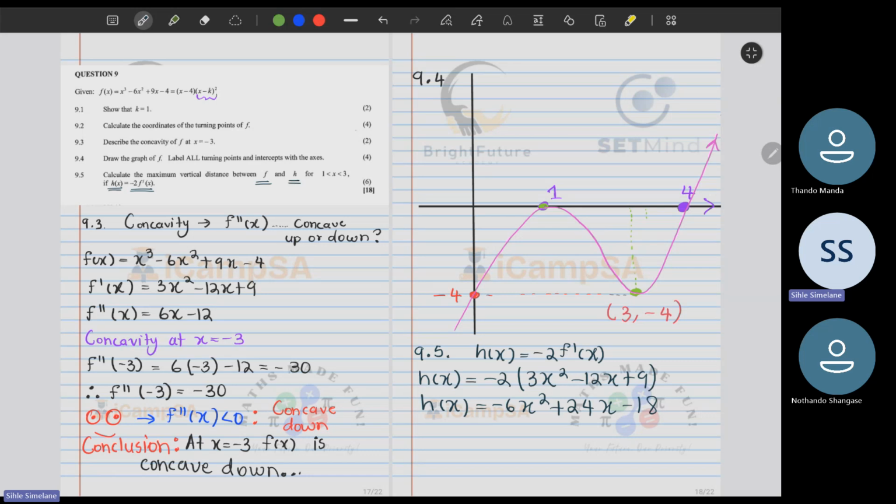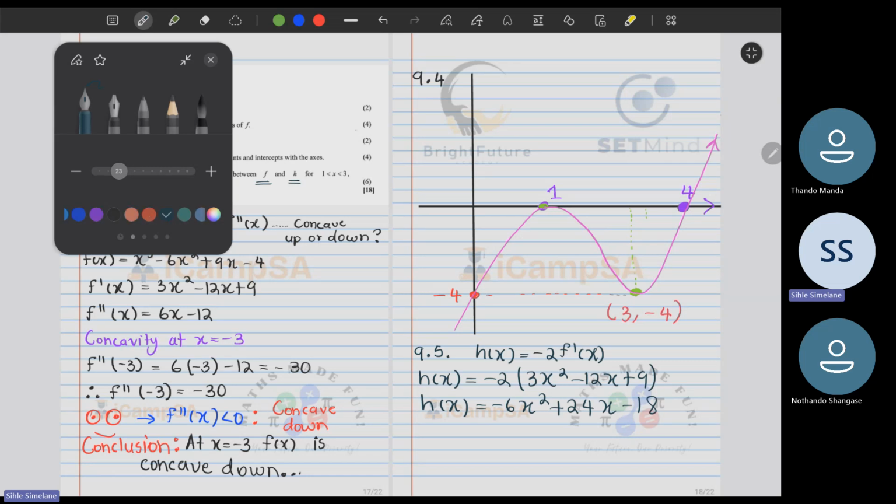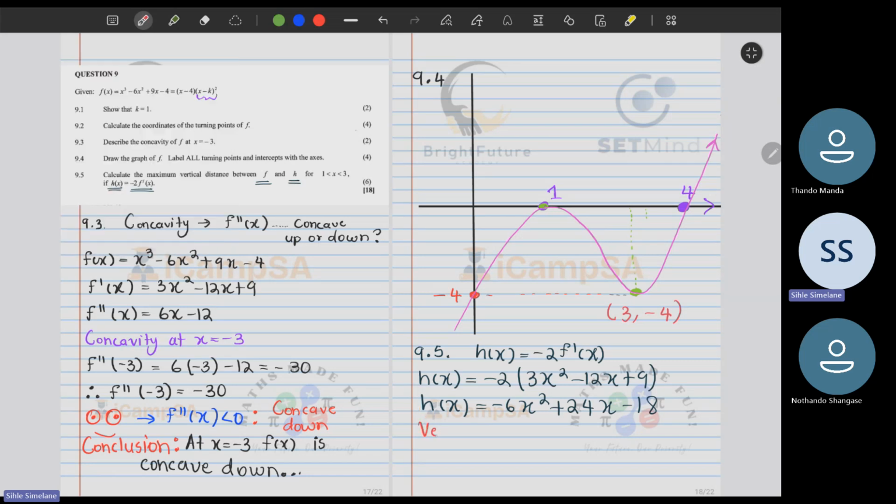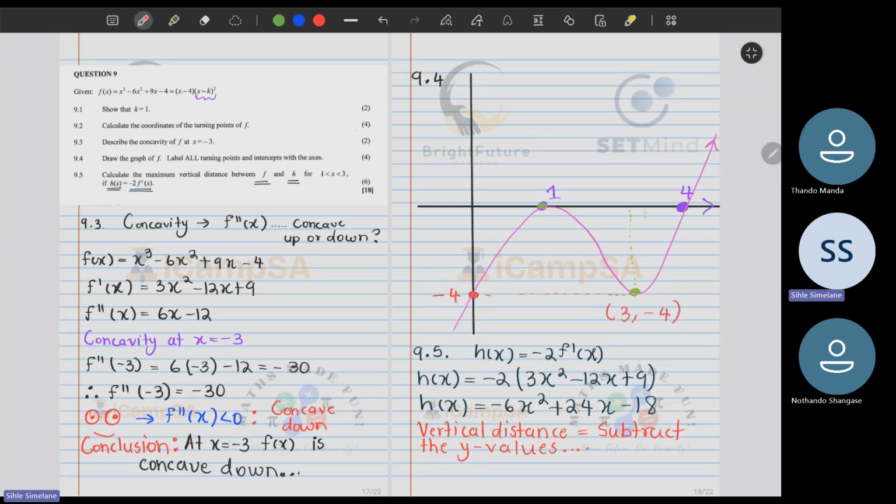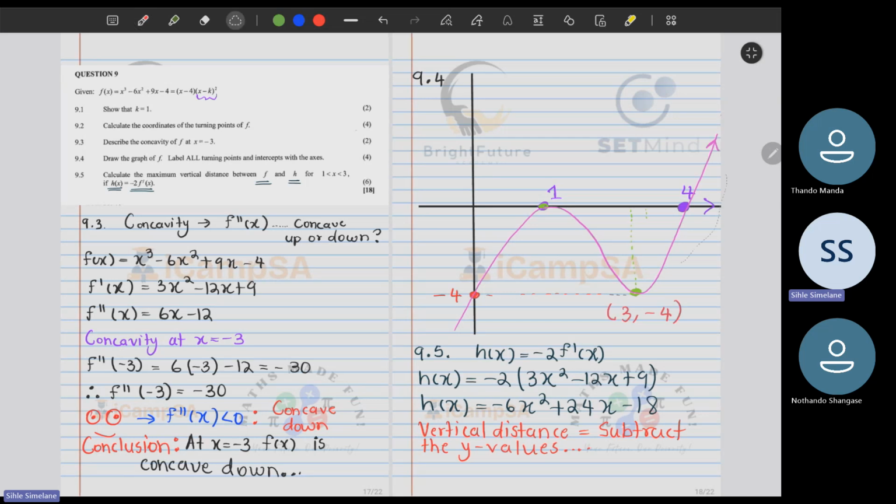Okay. So we're looking for the vertical distance between the two. When we're looking at vertical distance, it means we are subtracting y's. Once they say vertical distance, what it means is we must subtract the y values, because the vertical distance will just be the difference between the y values. Okay. So what does that mean?